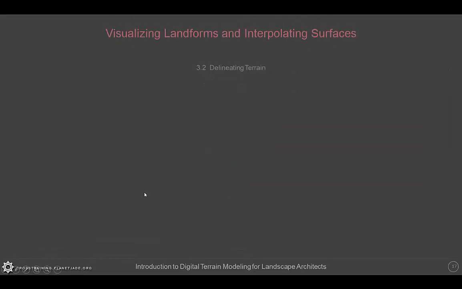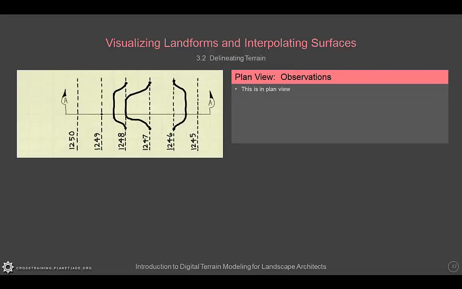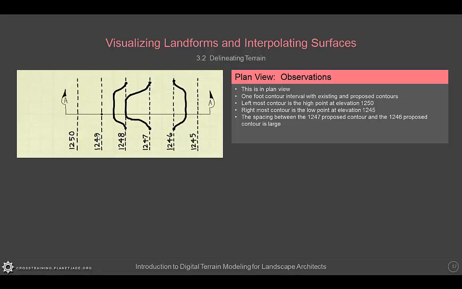Let's take a look at another example, a little bit more interesting. So now in this example, this is another plan view. We have both existing and proposed contours. And I know that because remember, our proposed contours are this thicker, bolder line. So again, this is a 1 foot contour interval, and the very far left is our high point, to the far right is our low, so we know water is flowing from the left to the right.